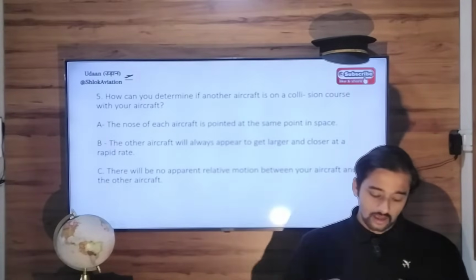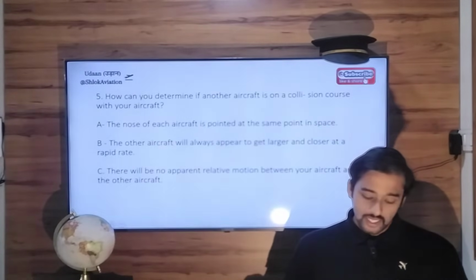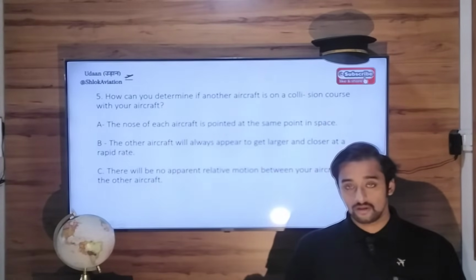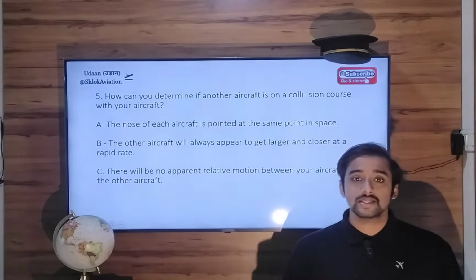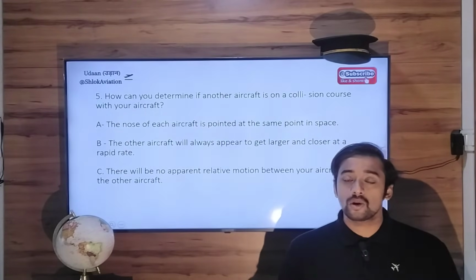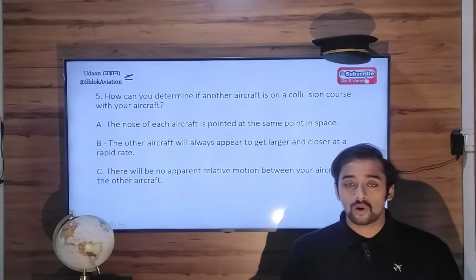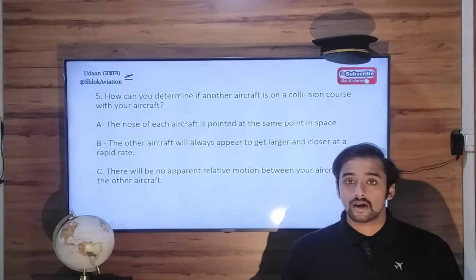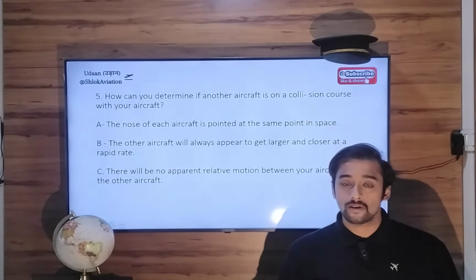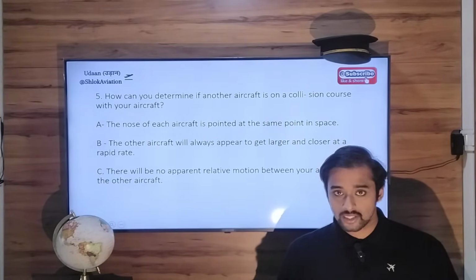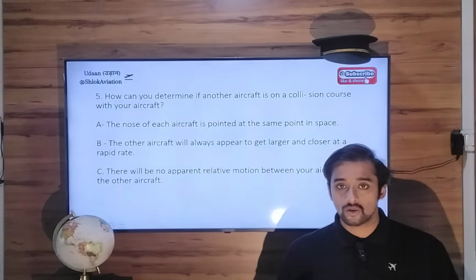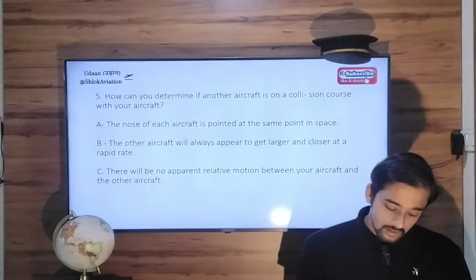Question 5. How can you determine if another aircraft is on a collision course with your aircraft? Okay, so how can you determine or come to know that there is another traffic which is in a collision course with your course? That means if your aircraft and the traffic continue on their course, sooner or later you both will be colliding with each other. So this is called collision course. So how to determine that?